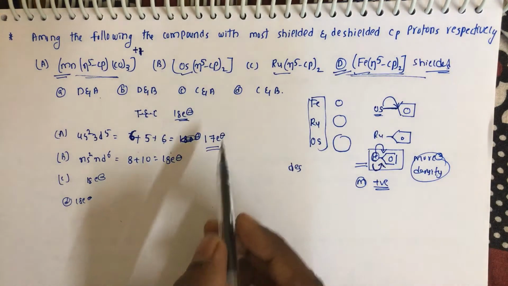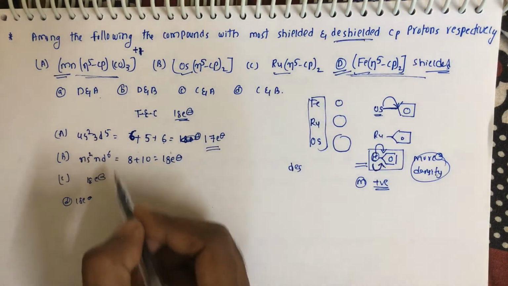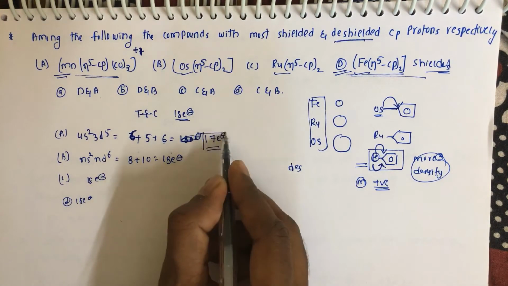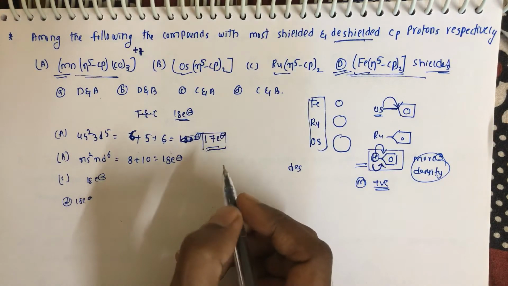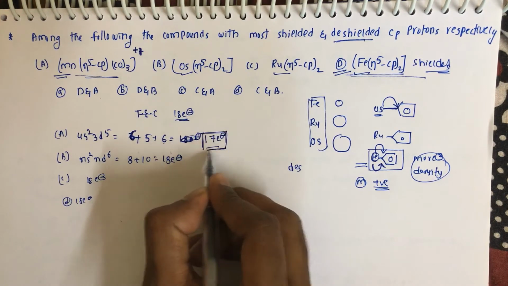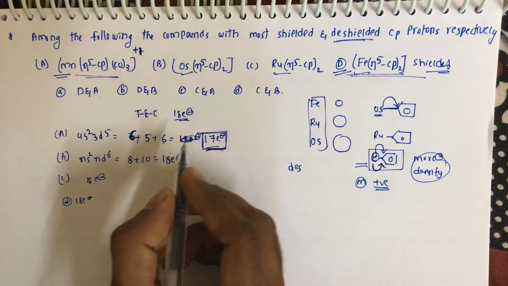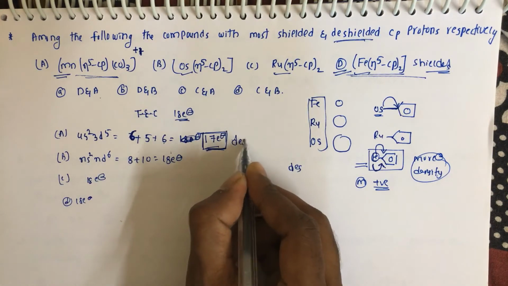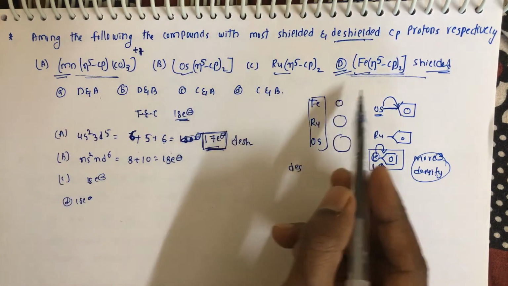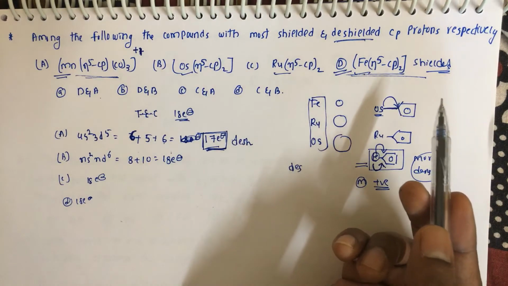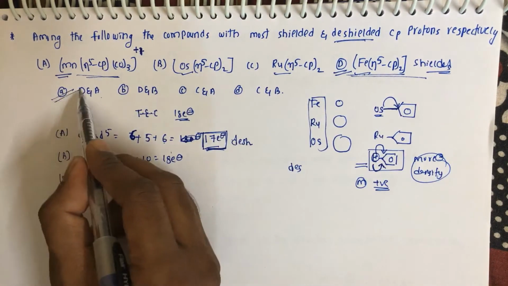And coming to the deshielded one, all the complexes are 18 electron complexes, but this complex is a 17 electron complex. So here the electron density is less. Because of that reason, A is the deshielded and D is the shielded. The answer will be D and A. This is the answer.